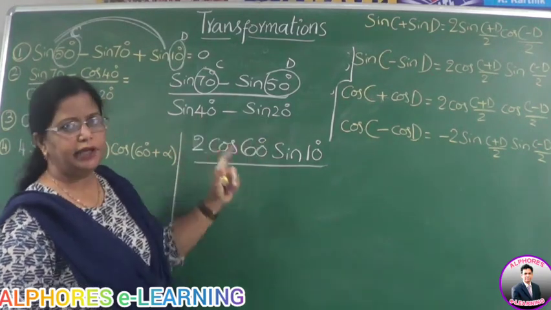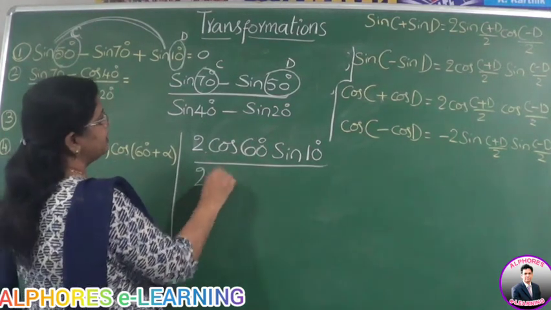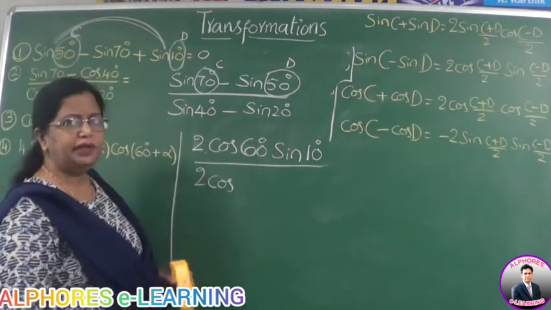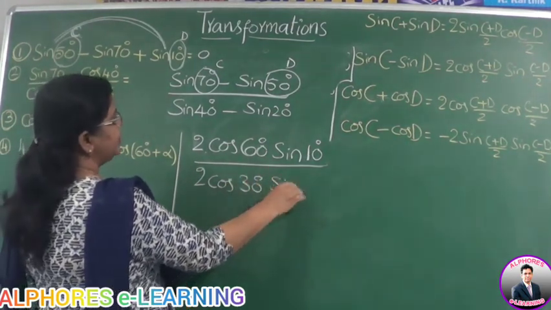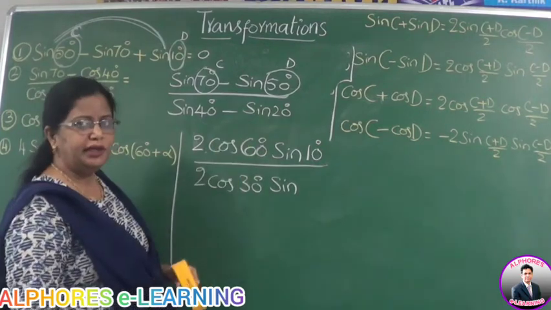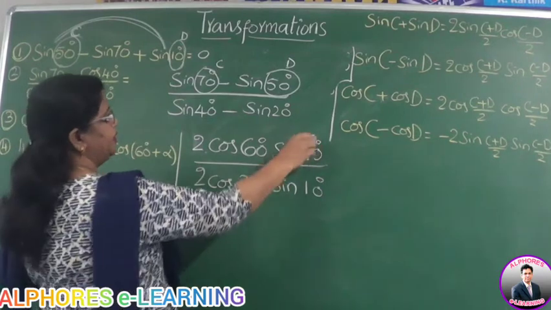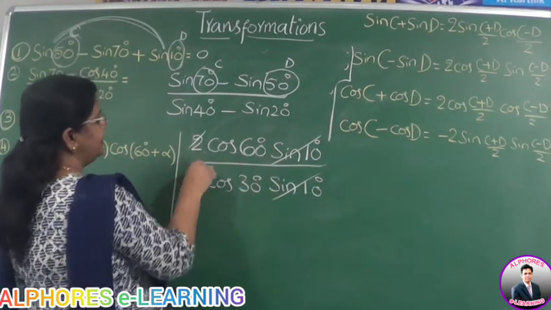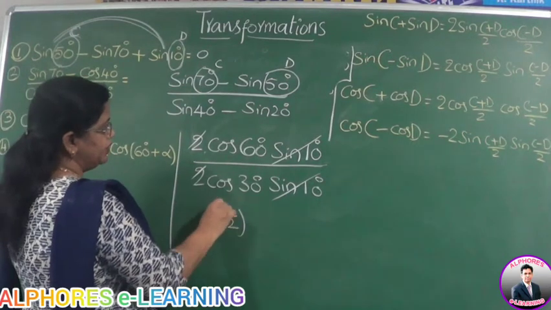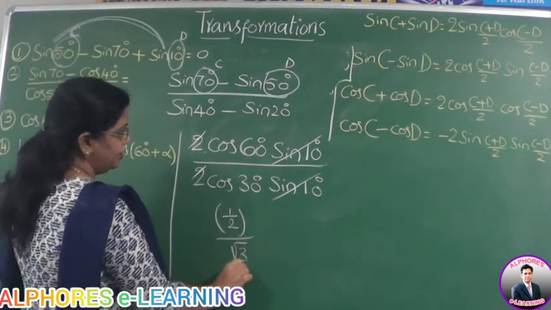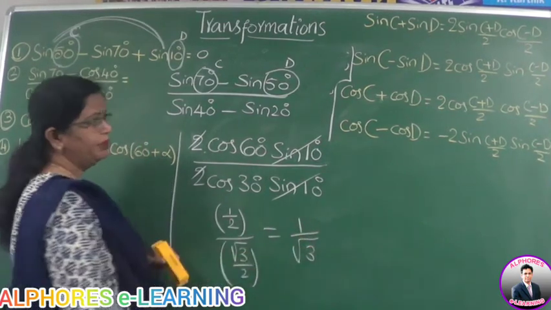Now what about the denominator? Sin C minus sin D, again same kind of formula. That is 2 cos (C plus D)/2. 40 plus 20 divided by 2, that is 30 degrees. And into sin (C minus D)/2, 20 by 2, that is sin 10, right? And now let us cancel sin 10, and 2 and 2 also. Then this is 1 by 2, and what about this cos 30? It is root 3 by 2. Therefore, what is our answer? 1 divided by root 3.